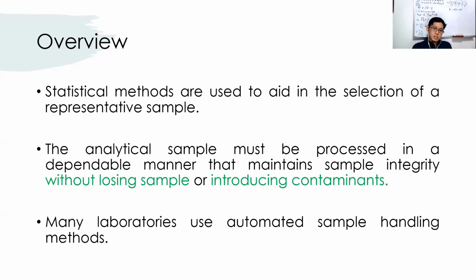So next one, statistical methods are used to aid in the selection of a representative sample. So pagka nagsiselect ka ng sample, halimbawa, meron kang 1 dozen of eggs. Pagka ikaw lang mismo ang nagsiselect, it's possible na meron ka nang incorporate na bias, kahit na akala mo ay completely random yung selection mo ng sample. So it's possible na meron kang bias in terms of the size of the egg, kung gaano kalinis yung egg, and then its location in the egg tray.